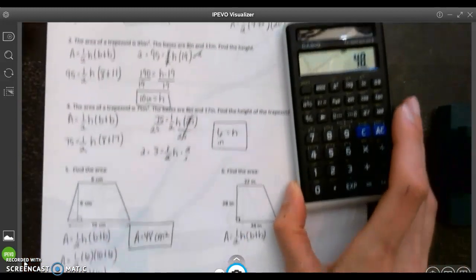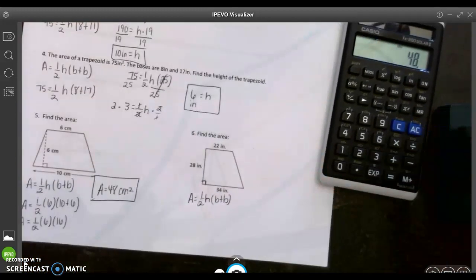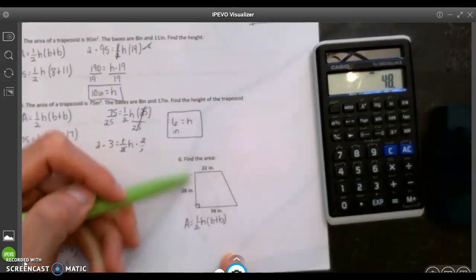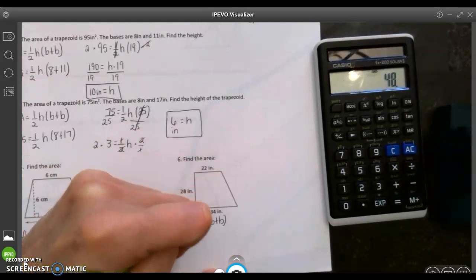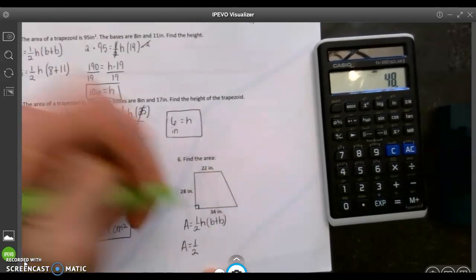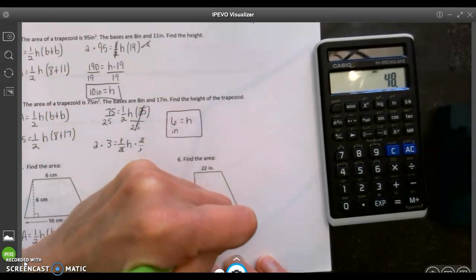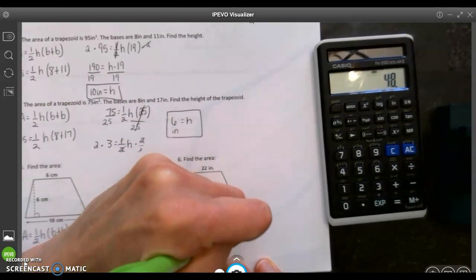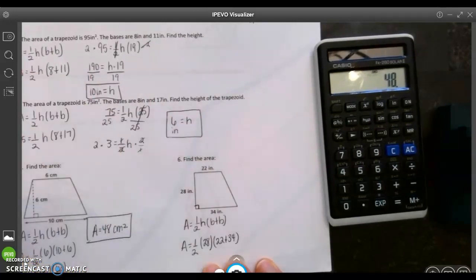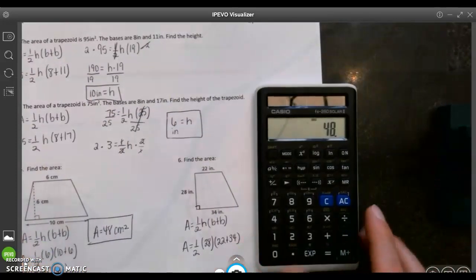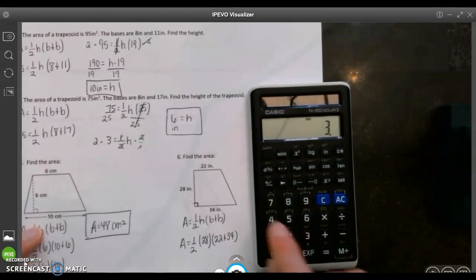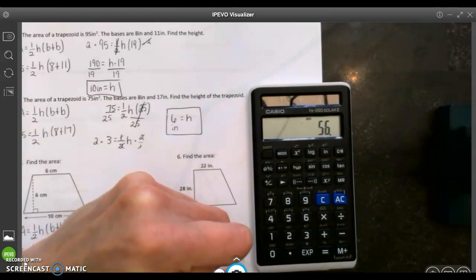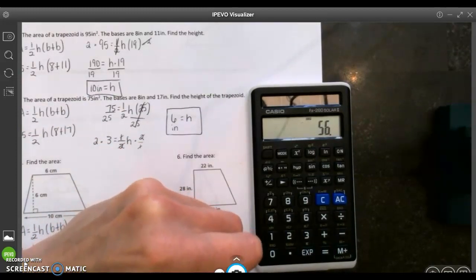And then our last one. Okay, our last one, again, we have the 2 bases and then our vertical height. So my area equals 1/2. The height is 28. And my 2 bases are 22 plus 34. So I'm going to add those 2 bases together first. 22 plus 34 equals 56. So area equals 1/2 times 28 times 56.